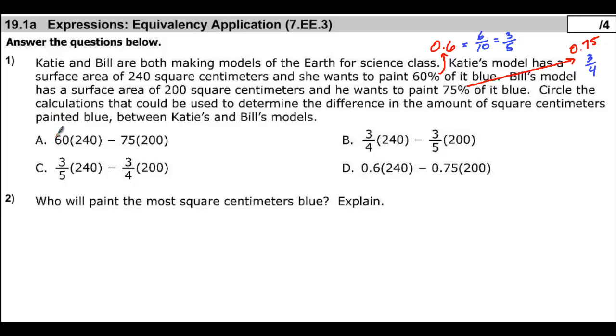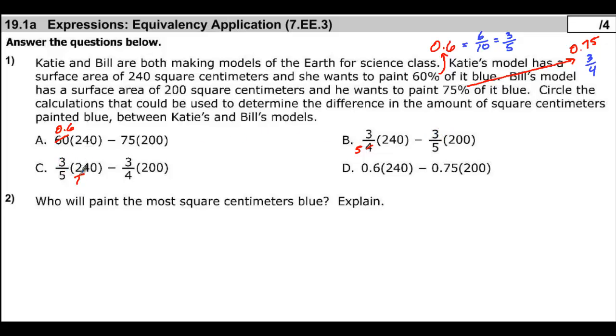So when we look at A, 60 times 240. Well, we said it's going to be 240, but it's times 0.6. And my suggestion to you would be go through and show what it should be. That shouldn't be 60, it's 0.6, which means that's false, so the whole thing is false. B, 3/4 times 240. Nope. That should be 3/5 times 240. Any part false, all false.